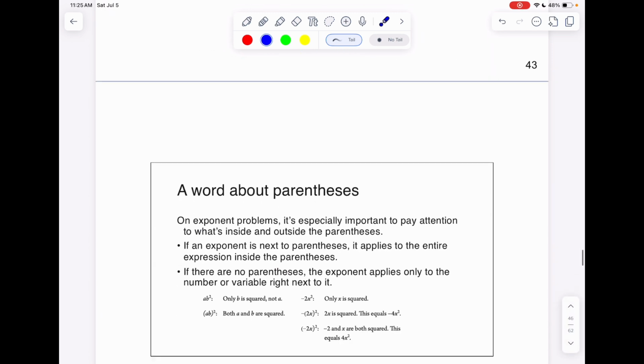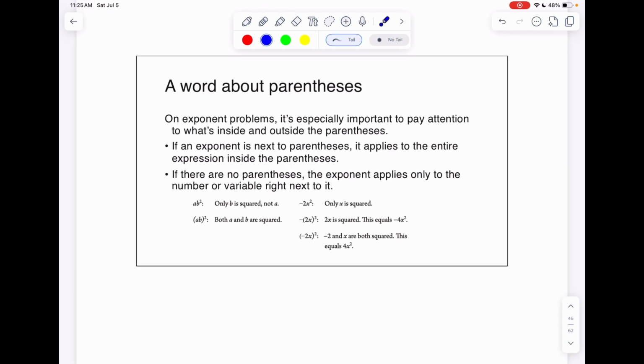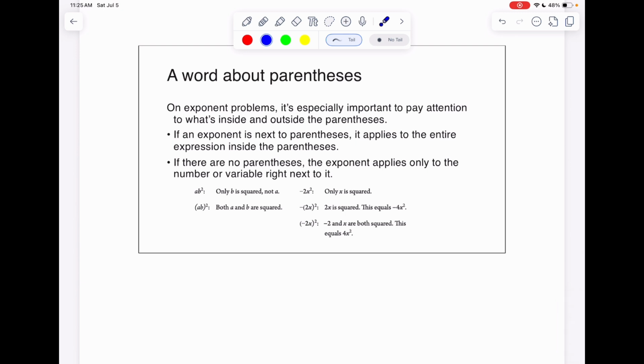So let's talk more about parentheses. On an exponent problem, it's really important to pay attention to what's inside and outside the parentheses. If an exponent is next to a parentheses, it applies to the entire expression inside the parentheses. If there are no parentheses, the exponent only applies to the number or variable right next to it, whatever it's sitting on. Remember, the exponent is only applying to the base. The base is what the exponent is sitting on directly.